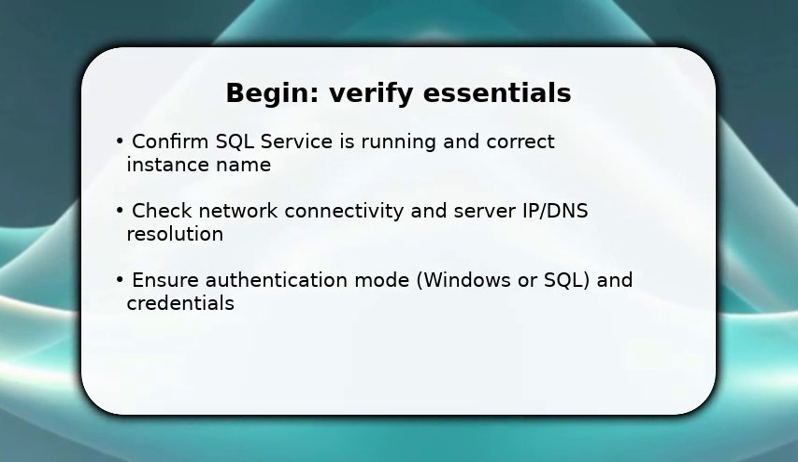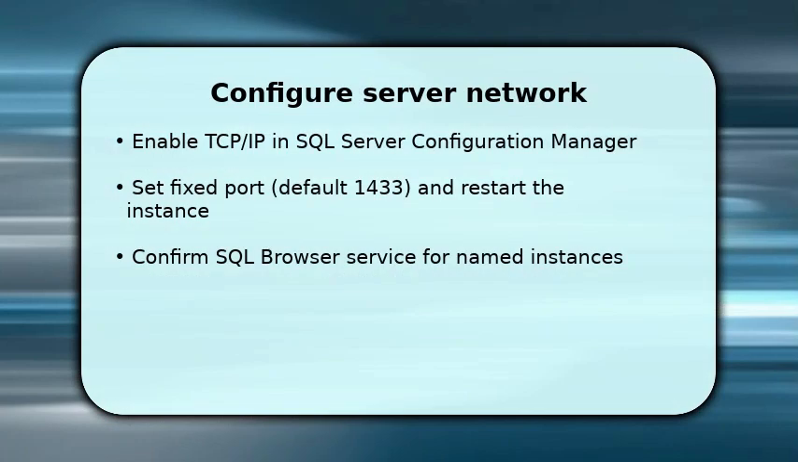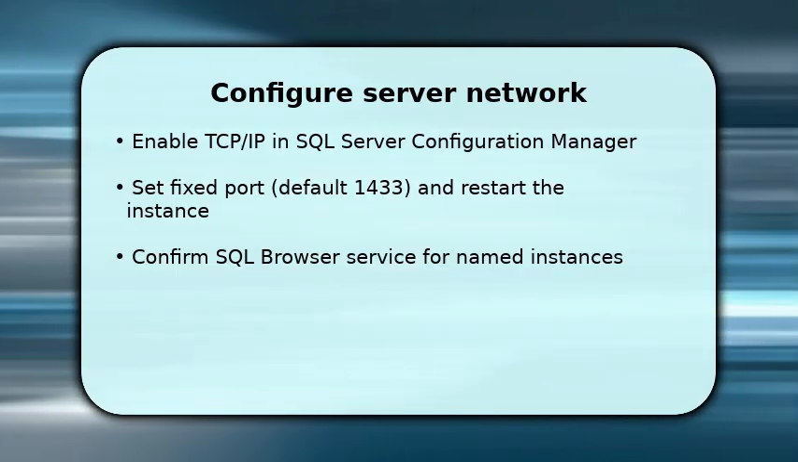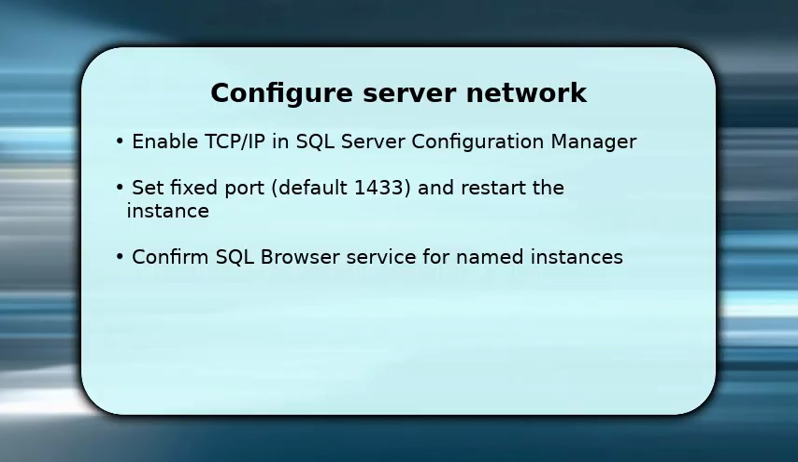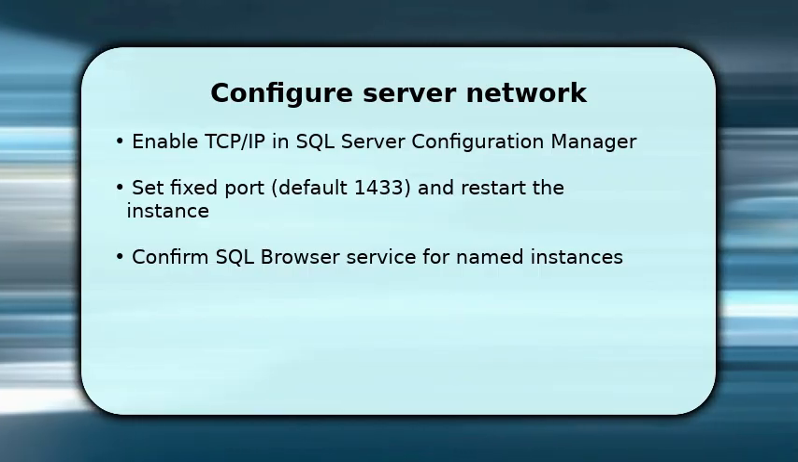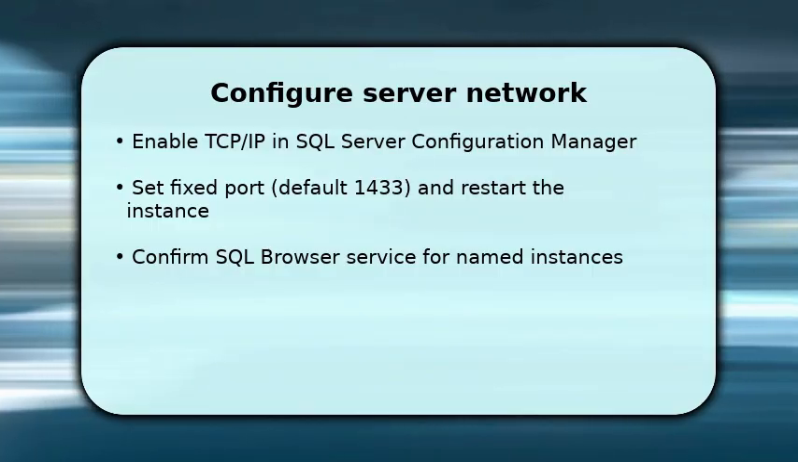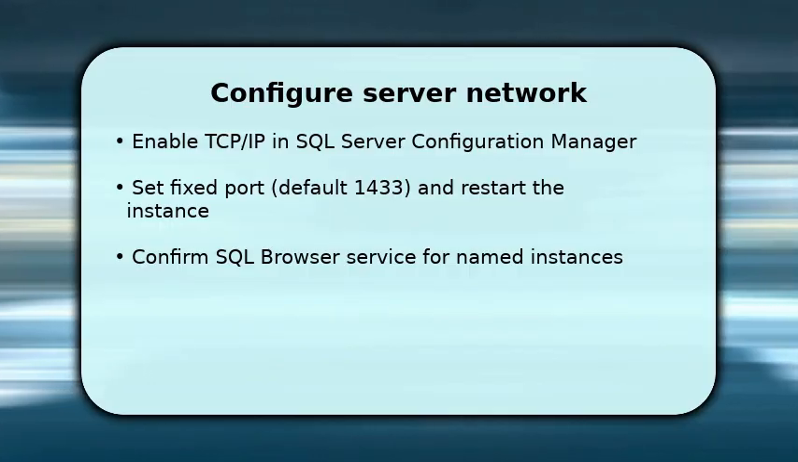Now you configure the server's network layer so clients can reach it. Open SQL Server Configuration Manager and enable TCP/IP. This is the primary transport for remote connections. Set a fixed port like 1433 to avoid ephemeral port confusion, then restart the SQL service so changes take effect. If you use a named instance, make sure SQL Browser is running so clients can resolve the instance to the port. After these steps, finish by testing from the client and resolving final access controls.